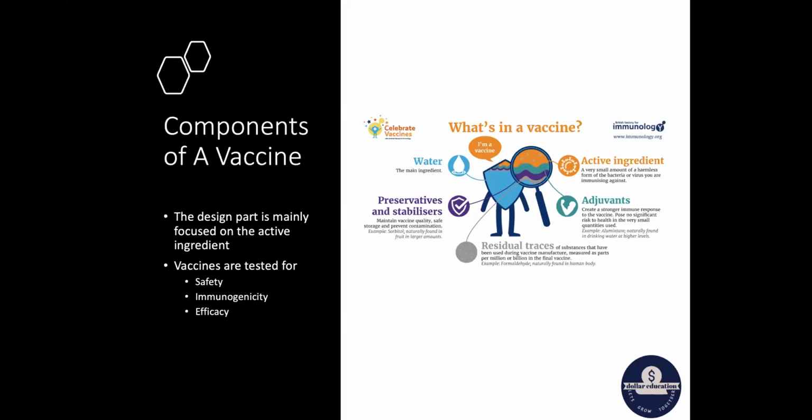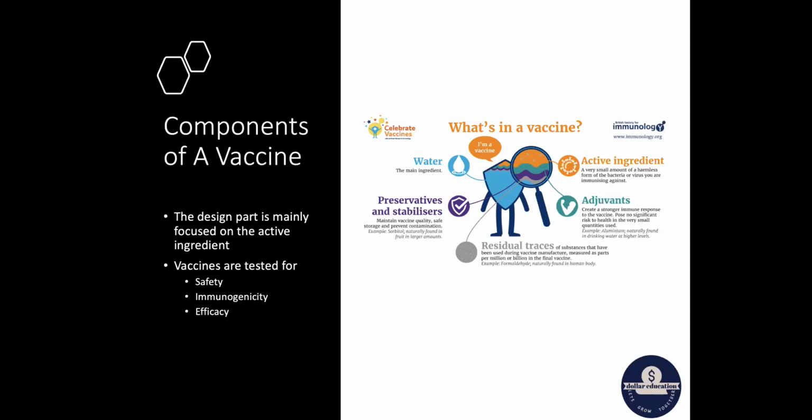And while we know that the vaccine is not going to be injected where it was manufactured, it must have something to preserve or stabilize it, so that we can transport it from where it is manufactured to where it is applied. And then some water is also added to keep it soluble and make it injectable. So these are the different components of a vaccine.